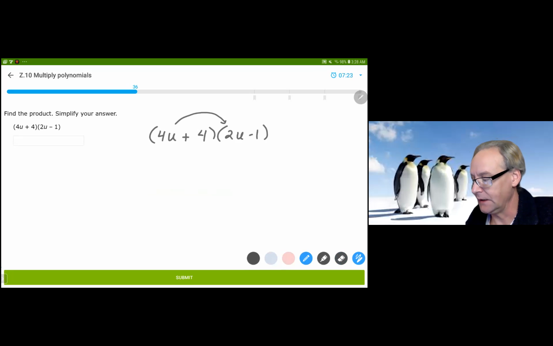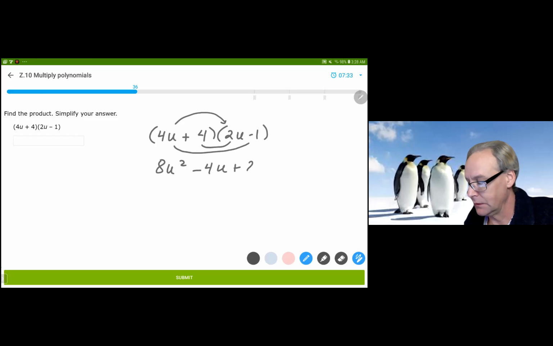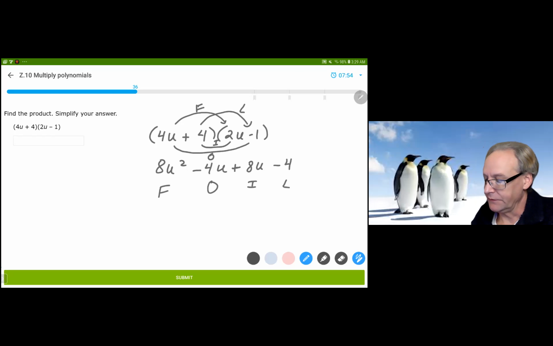That's going to be 8u squared minus 4u plus 8u minus 4. And you'll notice I multiplied the firsts, the outer pair, the inner pair, and the last pair, of course. That's going to give you 8u squared plus 4u minus 4.